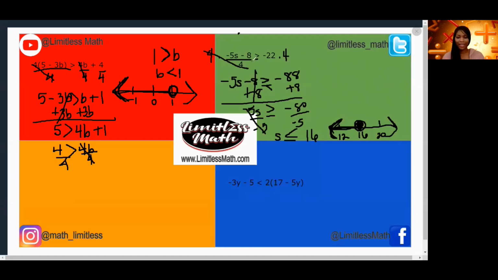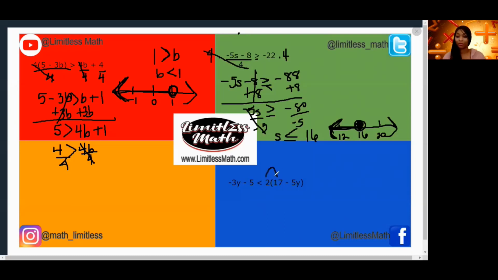Our next example is negative 3y minus 5 is less than 2 times 17 minus 5y. And once again, I see a set of parentheses here on one side, and I do see variables on both sides of the inequality. You might be tempted to divide both sides by 2, like what we saw in the previous example. However, just look ahead and see that 2 will not go evenly into our 3 and our 5 on the other side. So might not be the smartest move to make.